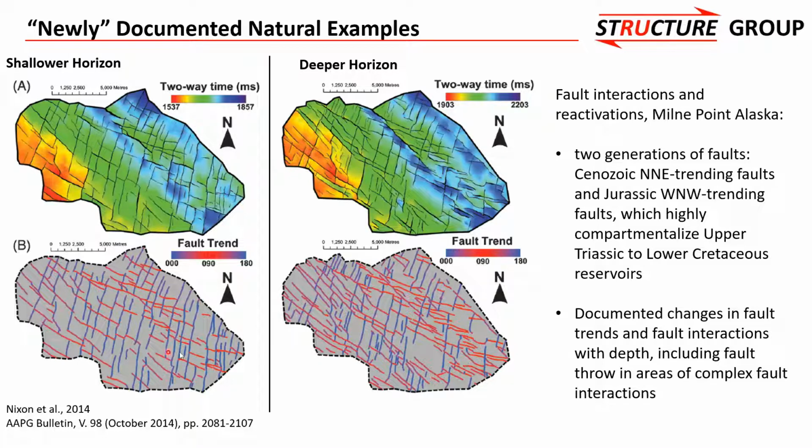And then the bottom maps are just highlighting the two different fault trends. And in this area, there are two generations of faults. There's Cenozoic north-northeast trending faults, and there's Jurassic west-northwest trending faults. And these highly compartmentalize the upper Triassic to lower Cretaceous reservoirs. And Casey did a fantastic job of documenting changes of the fault trends, fault interactions with depth, including fault throws in areas of complex fault interactions. And this really gave us a lot of material to compare to the models and think about different analysis we could do to then look at and compare with these natural examples.